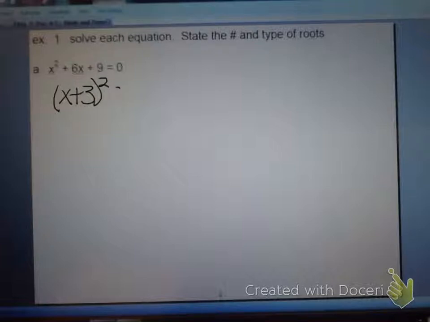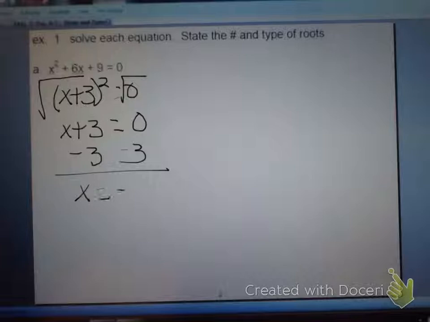If we had this equation, x squared plus 6x plus 9, and we wanted to find the roots and what type of roots they are, we would factor this out. This is a perfect square trinomial that factors into (x plus 3) squared. Do the square root property, and we get plus or minus 0, but there's no such thing as plus or minus 0. So we just get x equals -3.